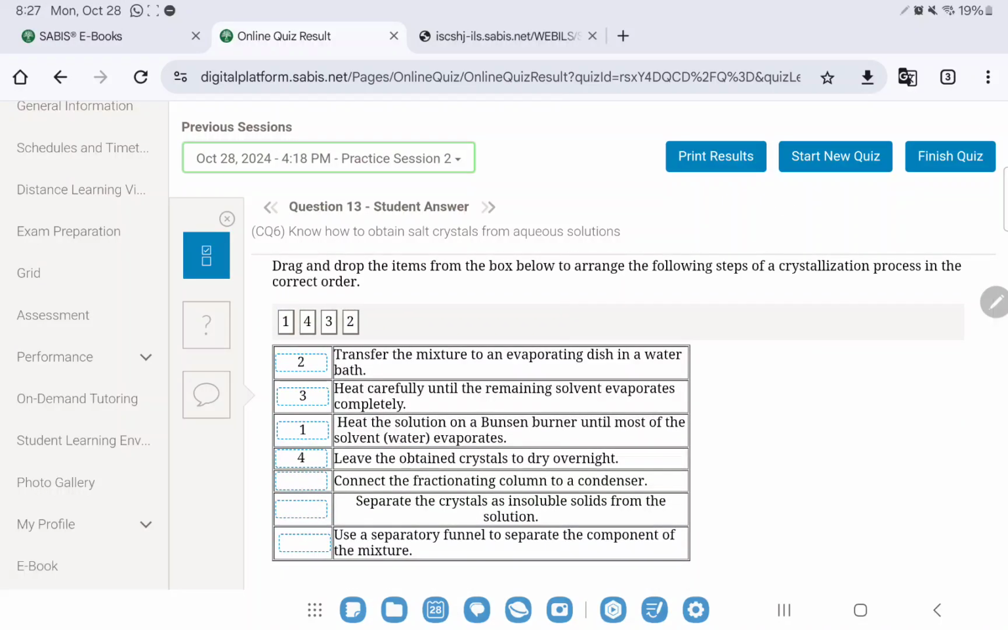Okay, how to obtain salt crystals? By crystallization, because they told us the steps of crystallization. Now here they added 3 things that we don't need to use. Memorize these steps. You always heat the solution on the Bunsen burner until most of it evaporates, not all. Then you put it in a water bath. Then you heat it until the remaining solvent evaporates completely. Then you leave the crystals to dry overnight. That's it.